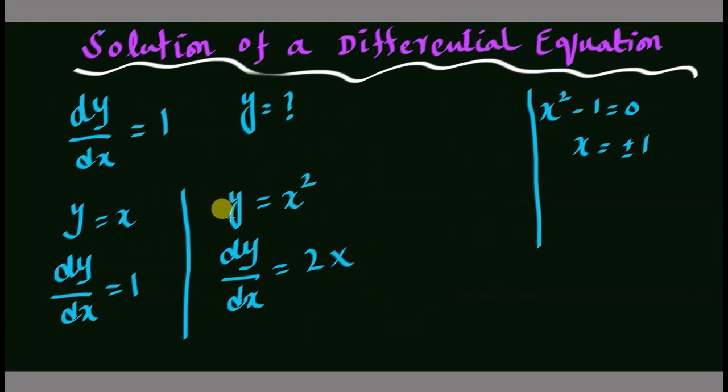It means y is equal to x square is not a solution for the given differential equation dy over dx is equal to 1. But y is equal to x is a solution for this given differential equation, because when the derivative of this function is substituted into the given equation, it satisfies the given differential equation.